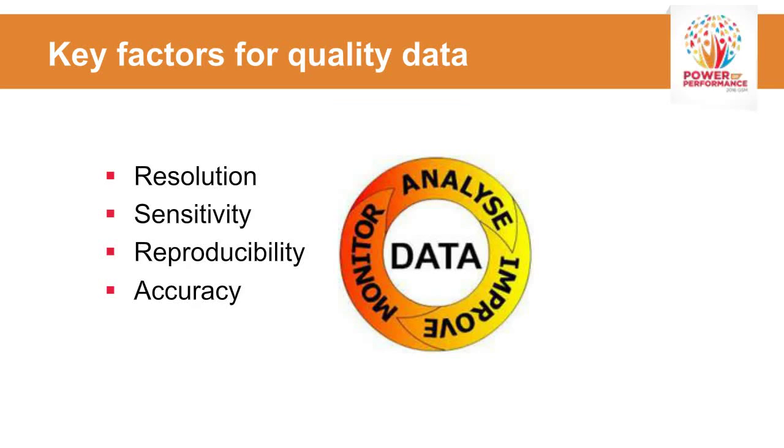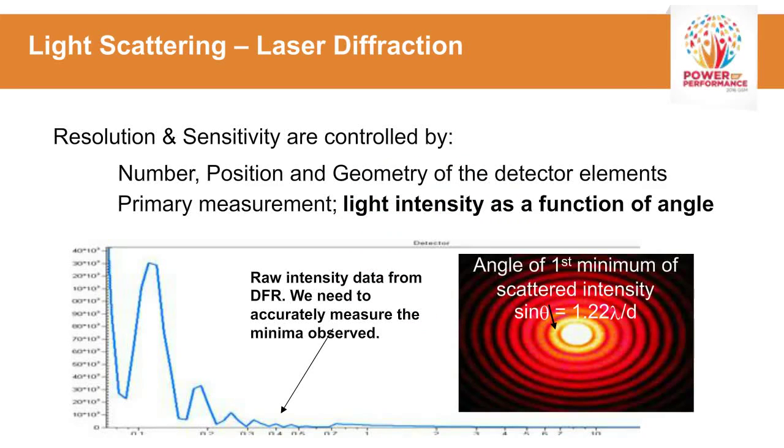We'll discuss here and show some data for resolution and sensitivity, and how they affect reproducibility and accuracy. We'll be showing some data and some additional slides here, also the results on 114Q. So resolution and sensitivity is very important. It's controlled by the number, the position, and geometry of the detector elements I mentioned earlier.